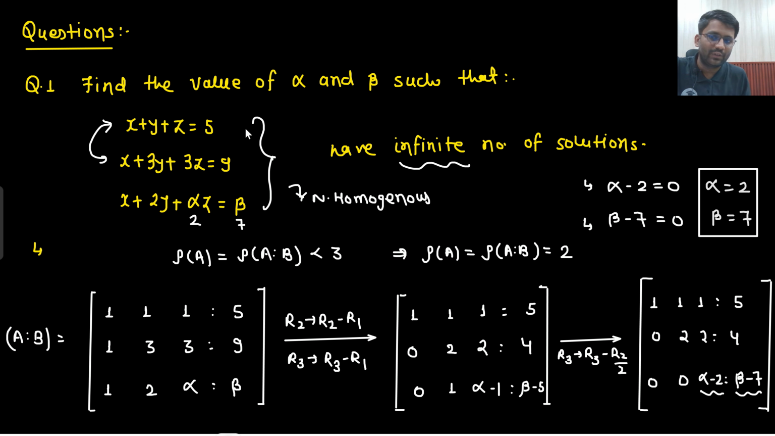That means the addition of these two equations, let us say equation 1 plus equation 2 divided by 2, will become equation 3. That means equation 3 is linearly dependent on equations 1 and 2. What does that mean?